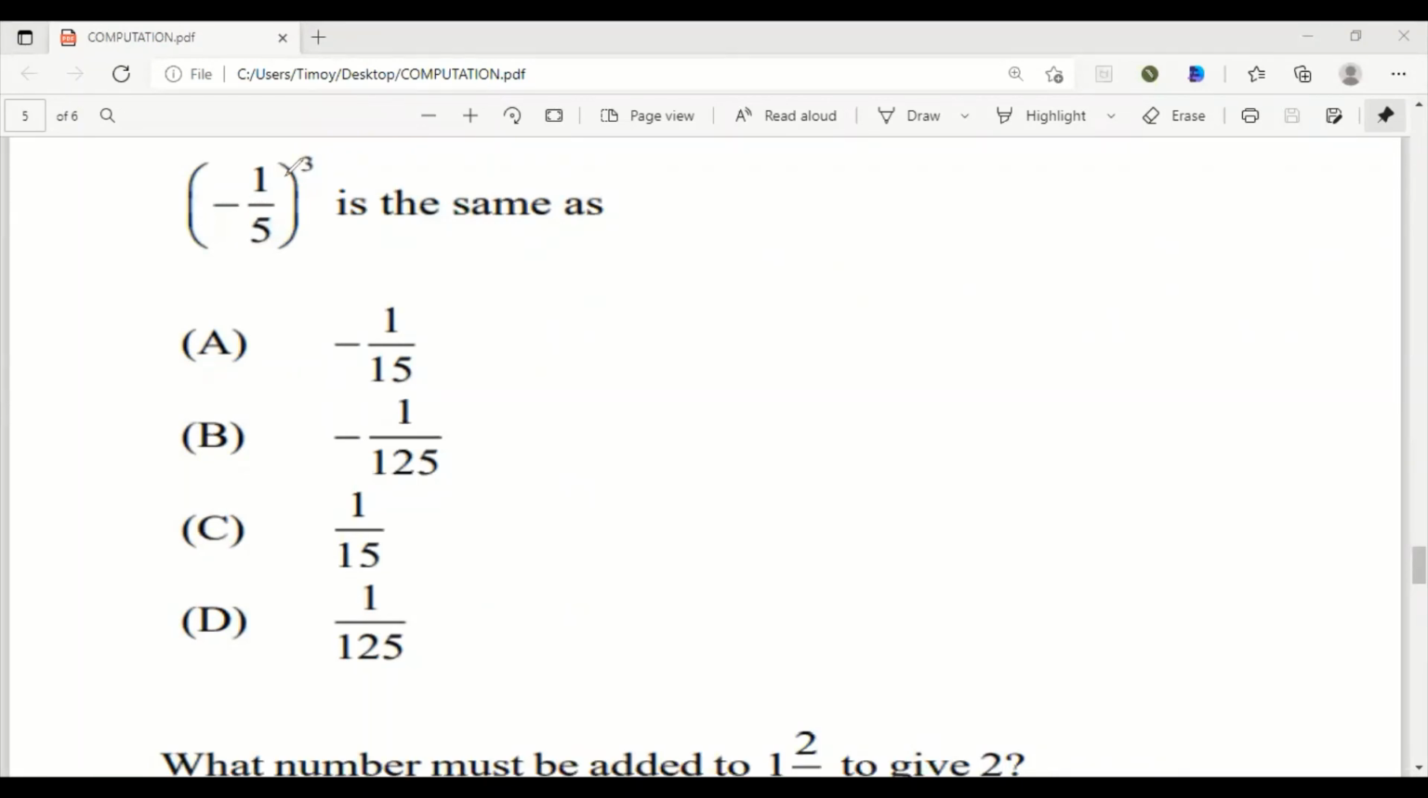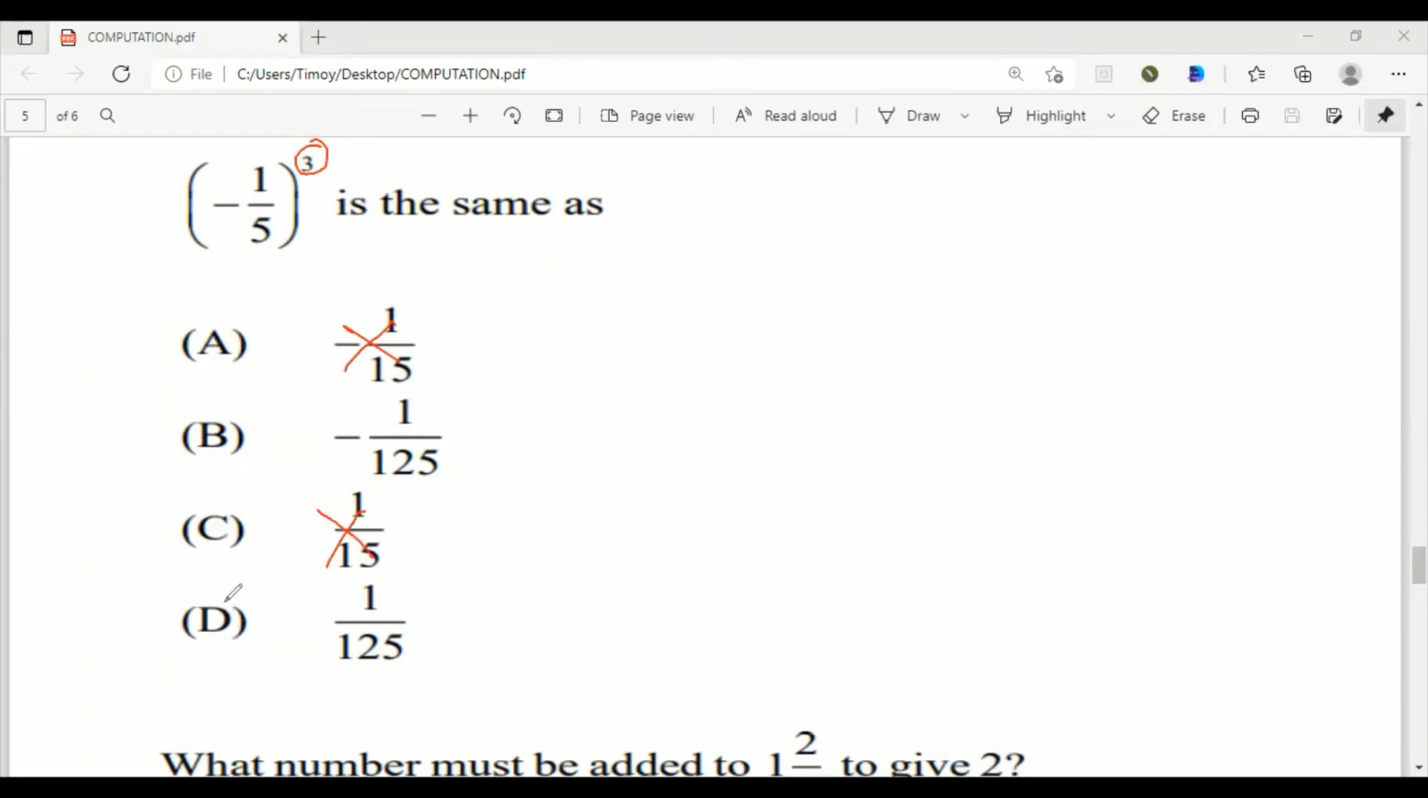Negative 1 over 5, cubed, is the same as... what is this 3 telling us to do? Multiply the base by itself 3 times. So we're going to have negative 1/5 times negative 1/5 times negative 1/5. But what's the cube of 5? That's 125. So clearly we know the denominator here for A is 15. So A is not the answer. Now for C, it's 15, so C is not the answer. It's between B and D.